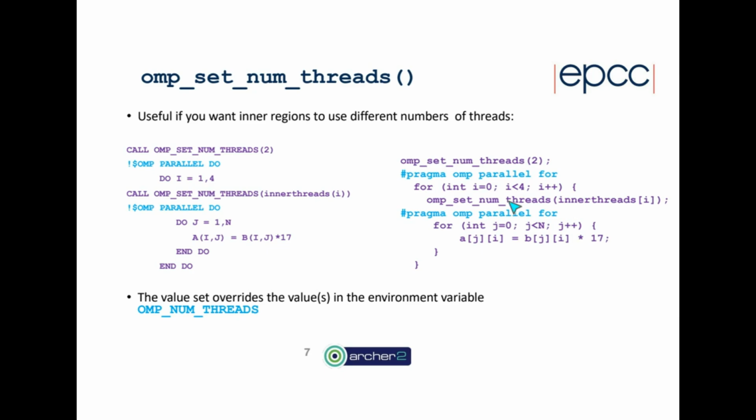And I can do that by calling omp_set_num_threads, because this call only affects the number of threads that will be generated by the calling thread. So every thread can have a different value of this internal control variable.